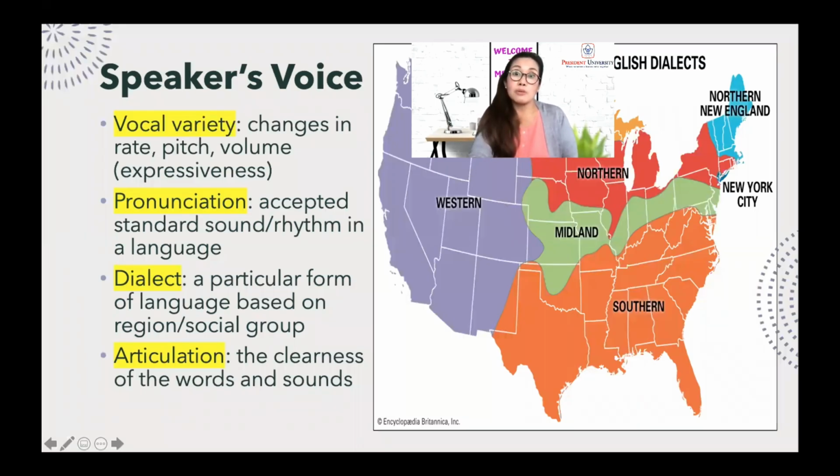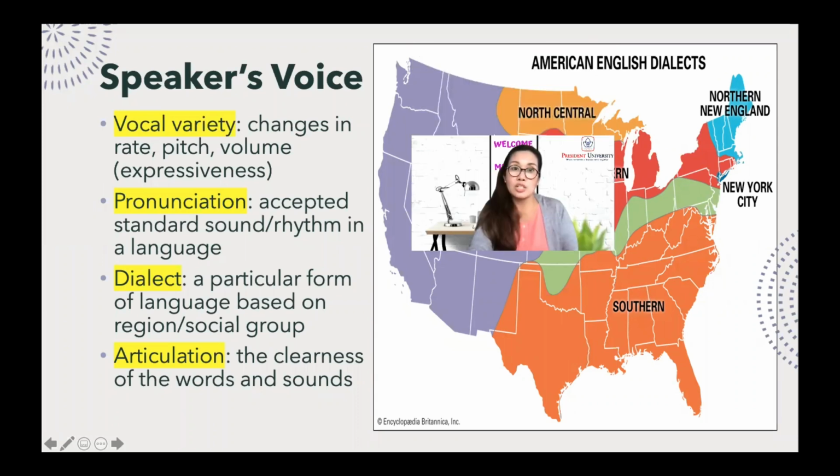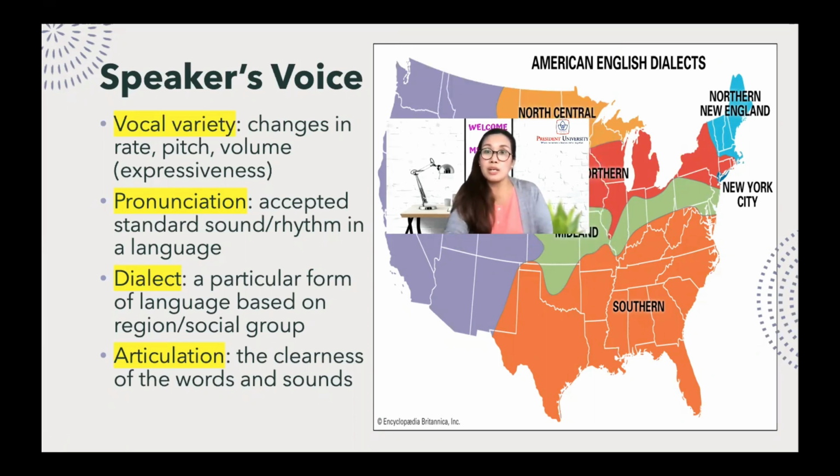Now it's more complicated. Vocal variety is related to changes in rate, pitch, and volume, or expressiveness. Sometimes, for example, when you talk about something, some parts of your speech need to be highlighted, then you are going to need to mention this word slowly in order to make it more understandable to the audience. And then pronunciation, it is the accepted standard sound or rhythm in a language.